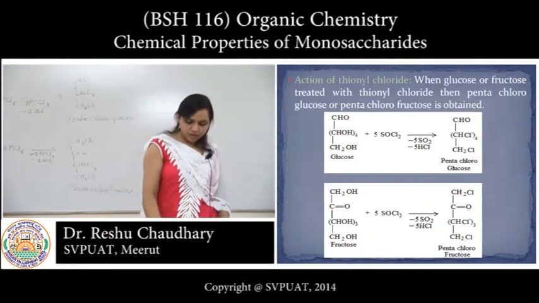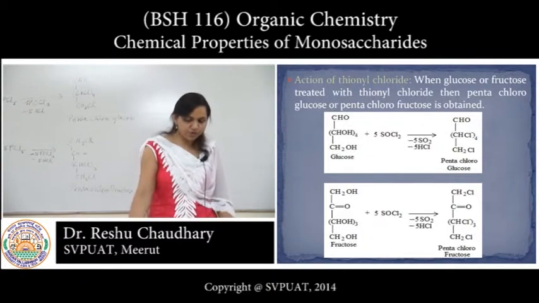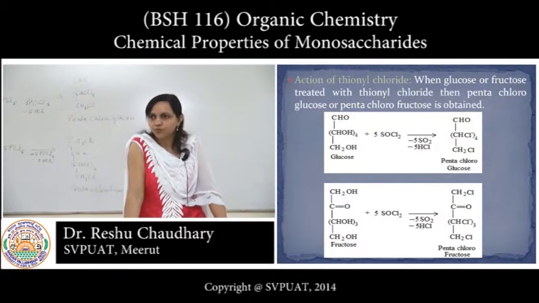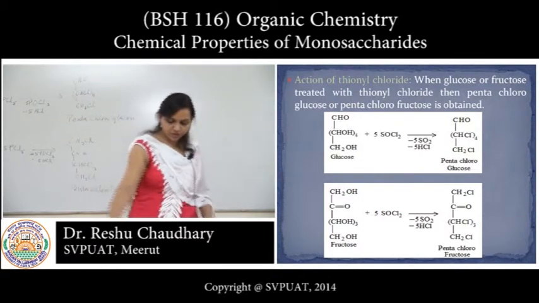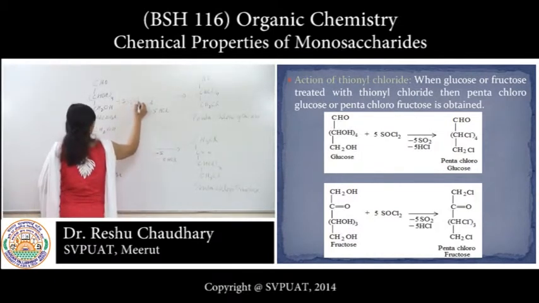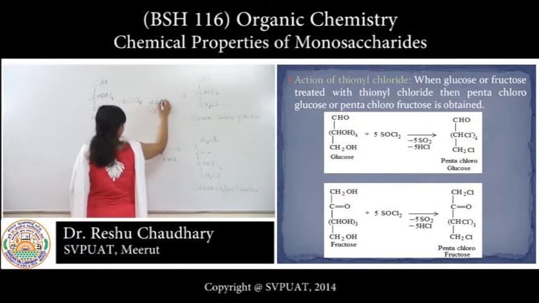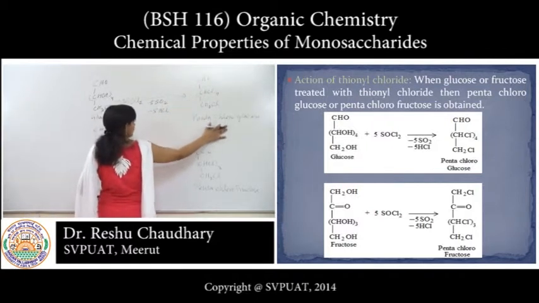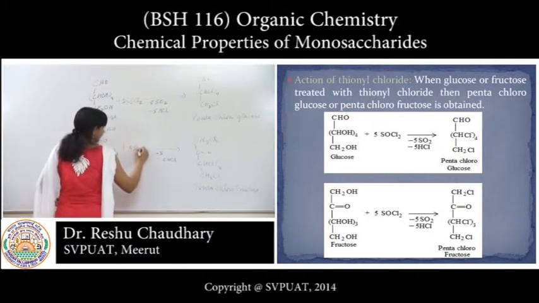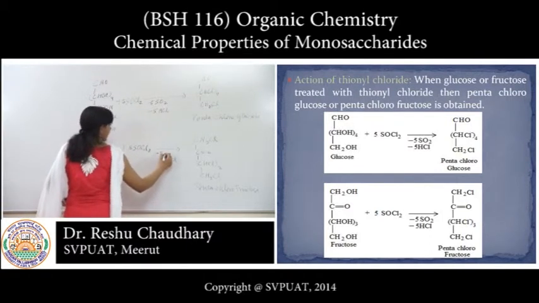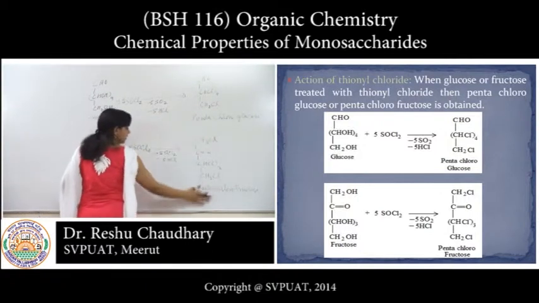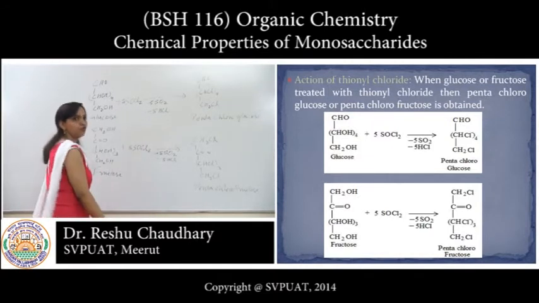Now reaction with thionyl chloride. When glucose or fructose is treated with thionyl chloride, then pentachloroglucose and pentachlorofructose are obtained, and the reaction will be: with thionyl chloride, 5 SO2 molecules and 5 HCl molecules will come out, and the product will be pentachloroglucose. And in the same manner, when it reacts with fructose, 5 molecules of SO2 and 5 molecules of HCl will come out, and the product formed is pentachlorofructose.